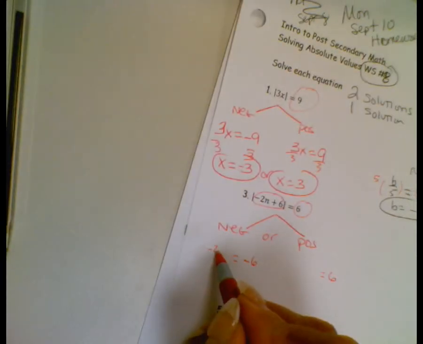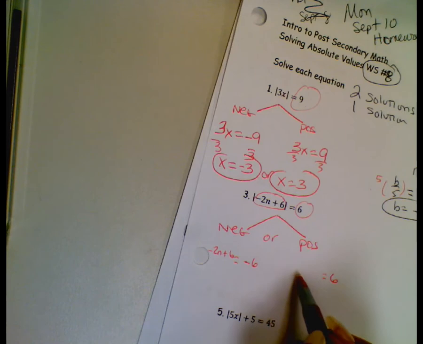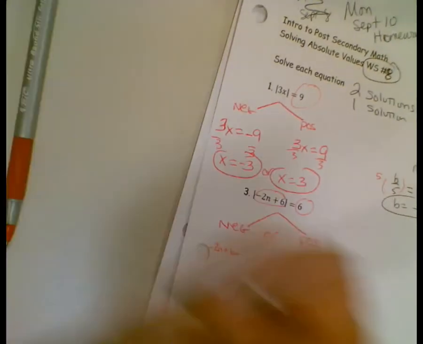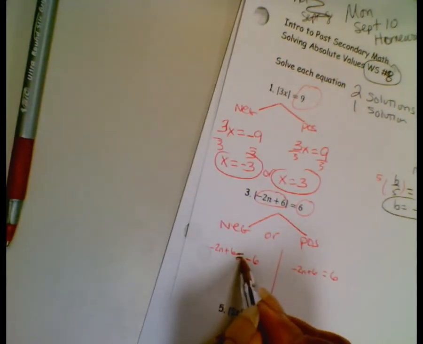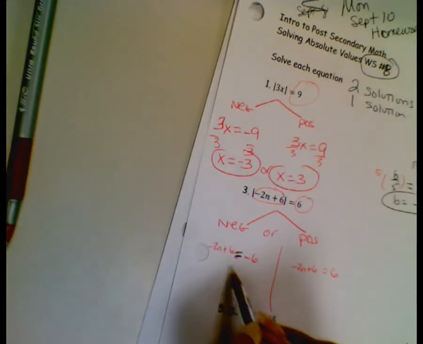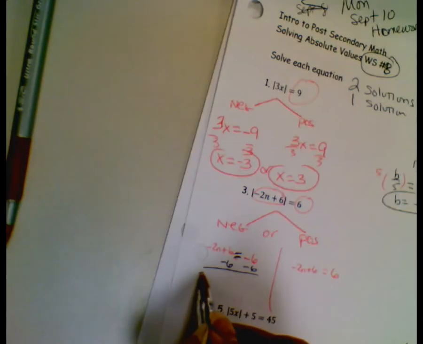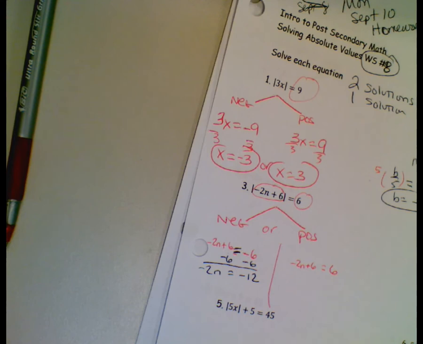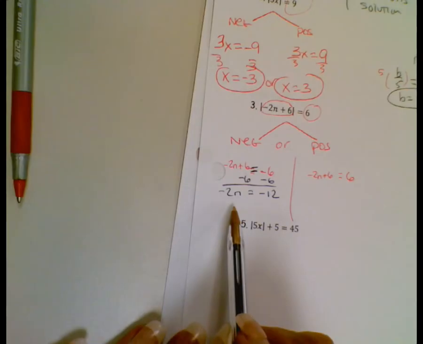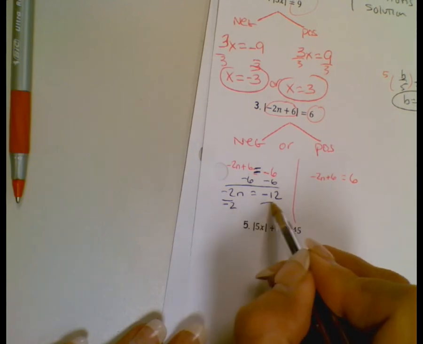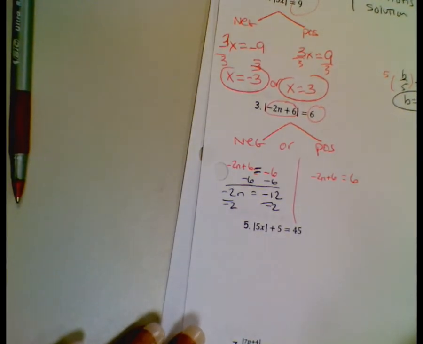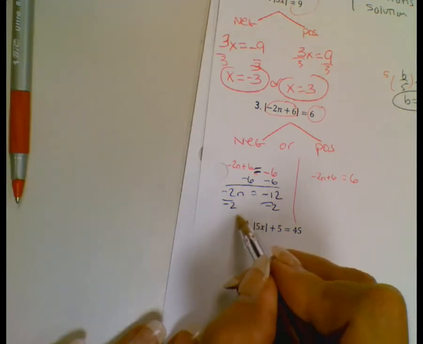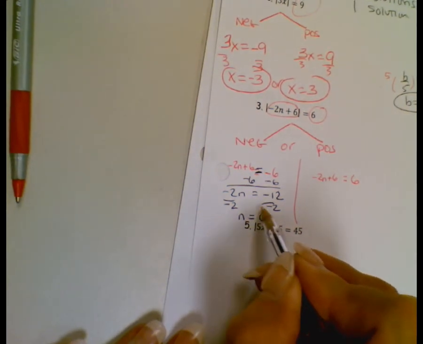So we're going to set negative 2n plus 6 equal to negative 6. And we're going to have negative 2n plus 6 equal to positive 6. And we're going to solve these separately. So starting with this one. How do I get rid of a plus 6? Subtract 6. Negative 6 minus 6 is negative 12. How do I get rid of a negative 2? Divide by negative 2. Now, if this was an inequality, I would flip the inequality, but this is not an inequality. Now, we can flip equal signs, but the equal signs flipped are still equal signs. So this is n equals positive 6. Circle that.